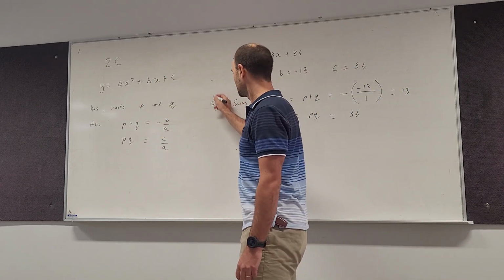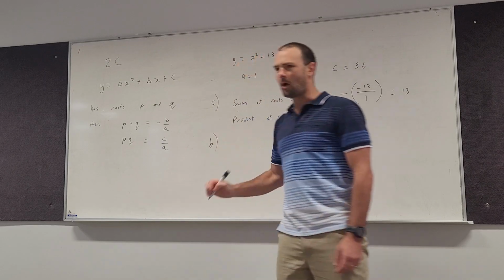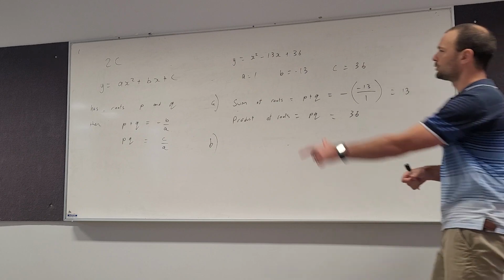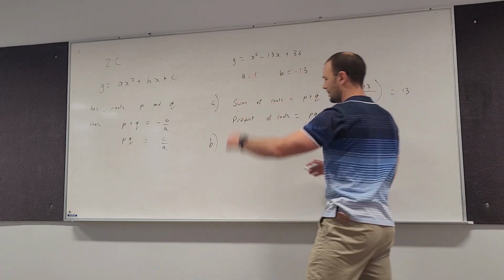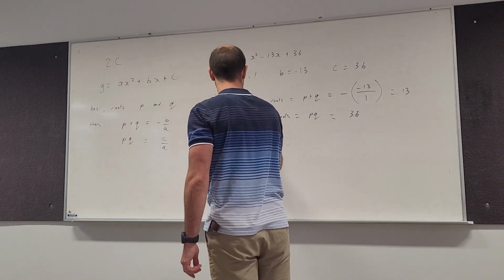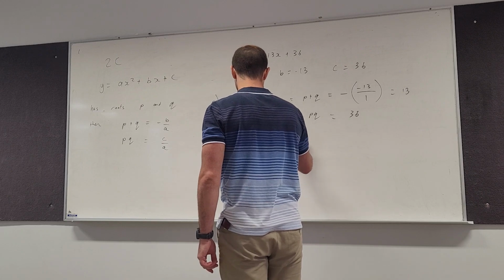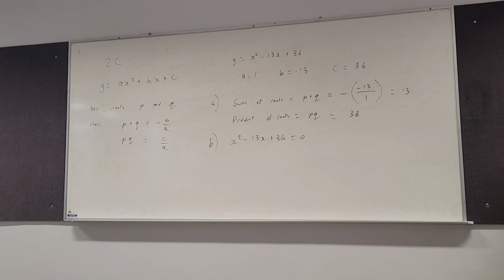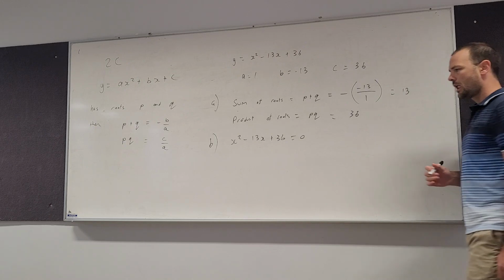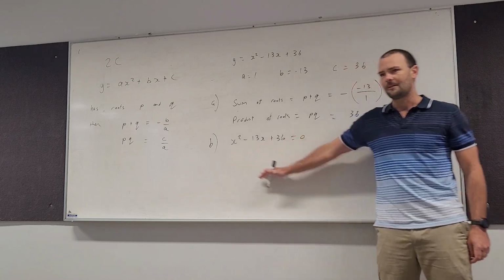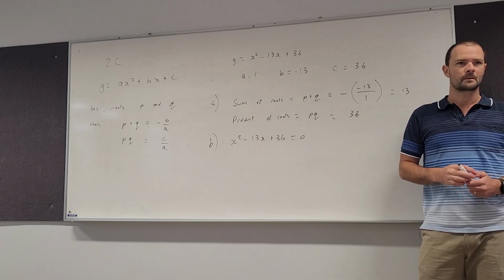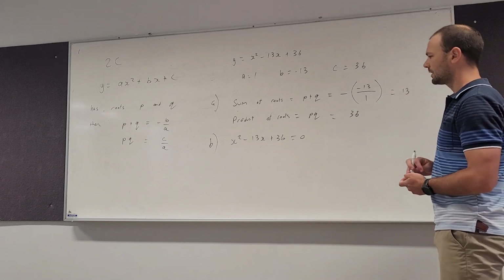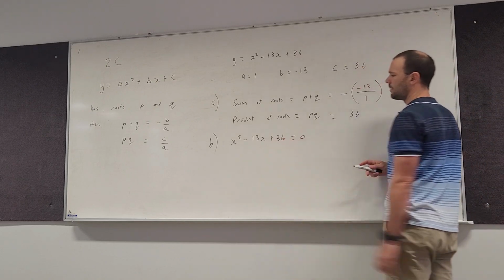Part B says, check your answer by finding the roots. Okay, we want to find the roots of this quadratic. We make it equal to 0. All right, we're saying what are the values of x that make the quadratic equal to 0? They're going to be the roots. And so we need to solve this via factorization, right? So this is quite a tricky one because 36 has lots of multiples.